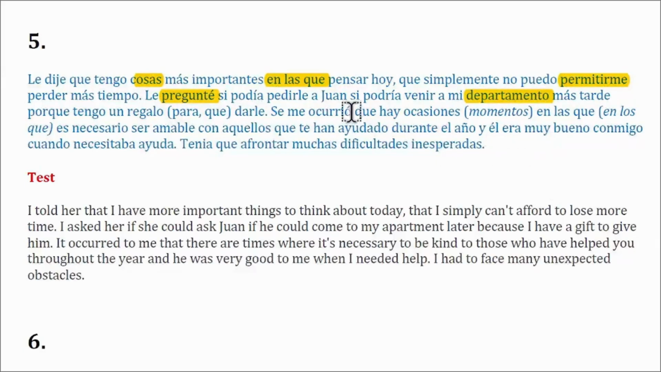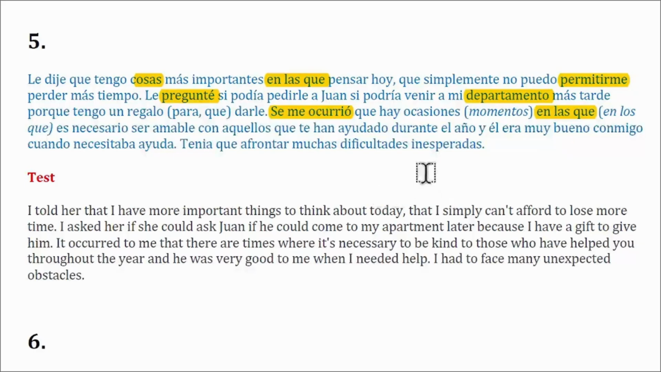This next phrase is also nice. "It occurred to me." Se me ocurrió. If you can roll your R here, it's good, but if you can't, don't worry about it too much. You'll still be understood. So, it occurred to me. Se me ocurrió que hay ocasiones. Now here you can see the "in which," en las que, in which it's necessary to be kind with those who have helped you throughout the year or during the year.